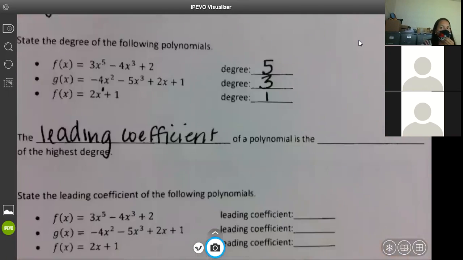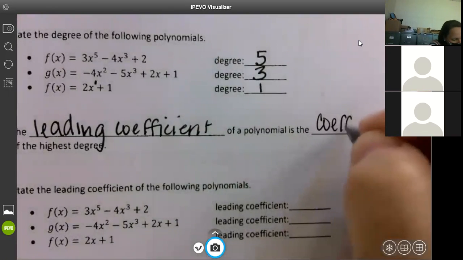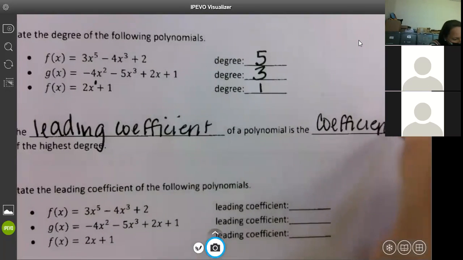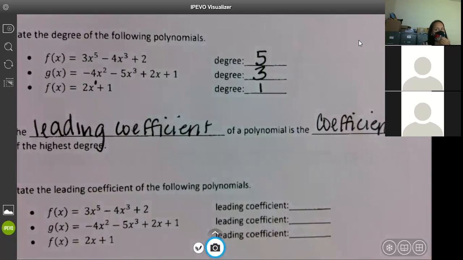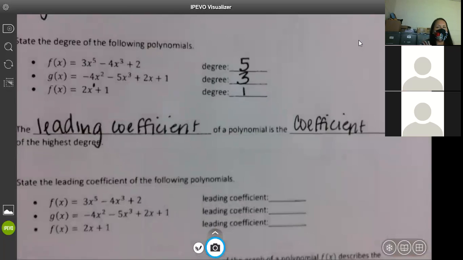of a polynomial is the coefficient of the highest degree. Sorry, I'll make that a little bit better.